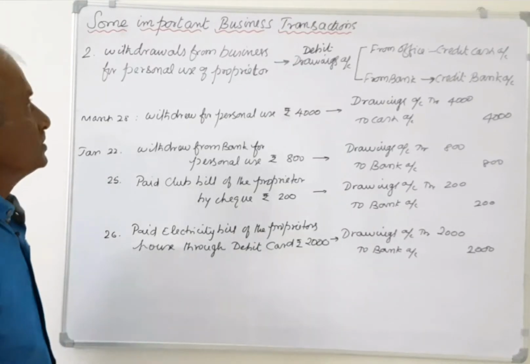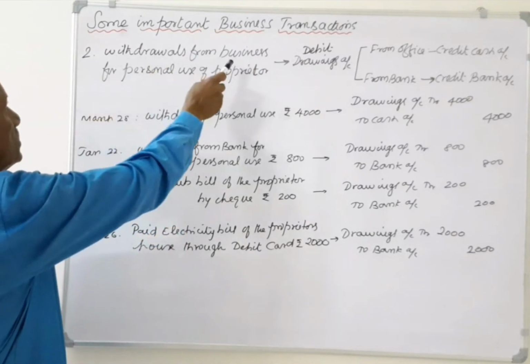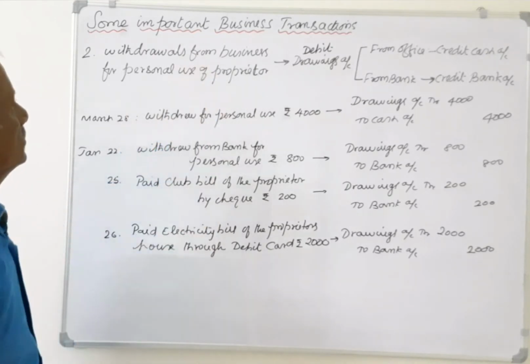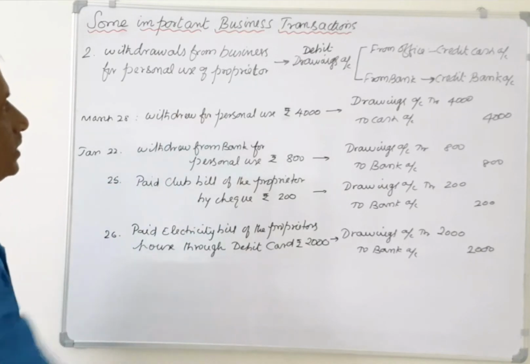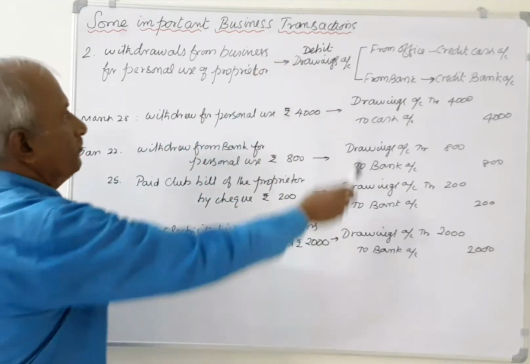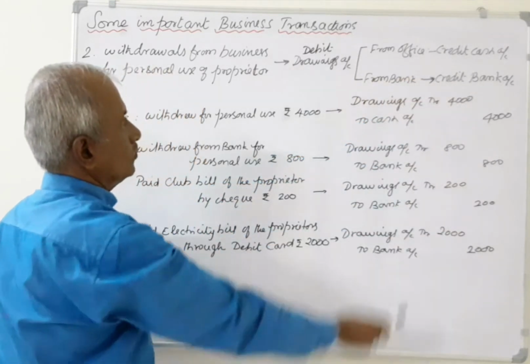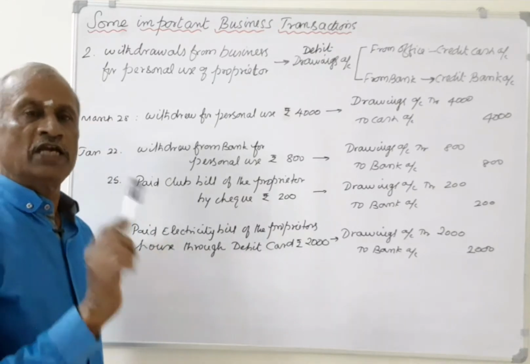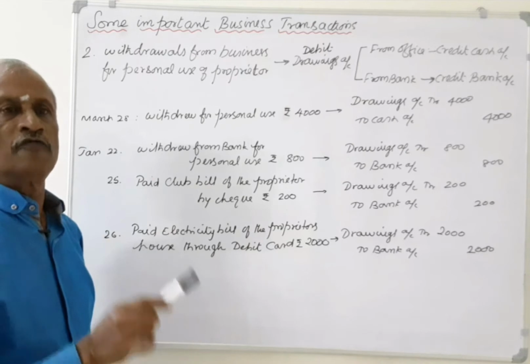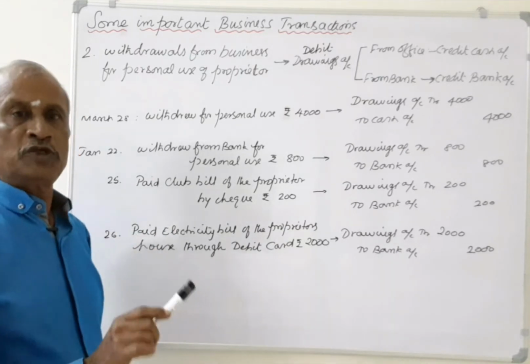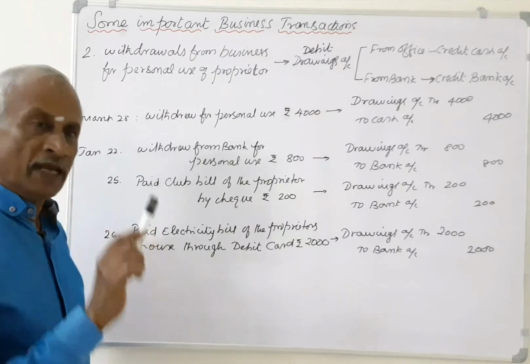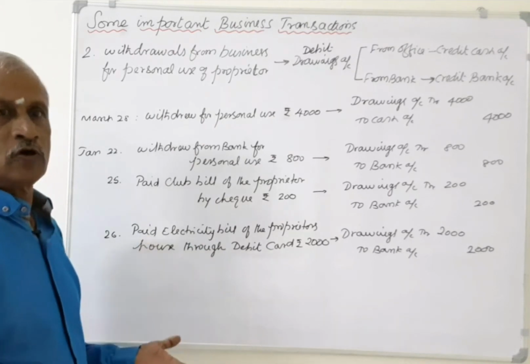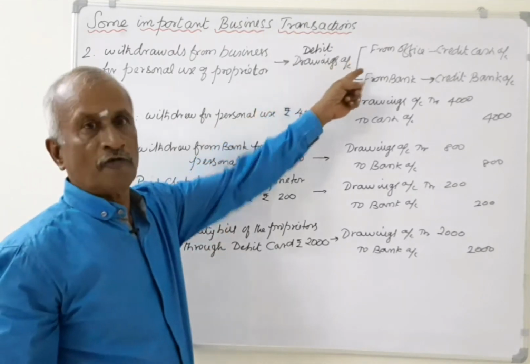Now the next important business transaction is withdrawals from business for personal use of proprietor. If you come across the words personal use of the proprietor, debit drawings account. If it is from the office, credit cash account. From bank, credit bank account. Assume money is taken from the office in the absence of any information. If money is taken from the bank, it should be mentioned in the transaction. So always assume, in the absence of any information, money is withdrawn from office only.